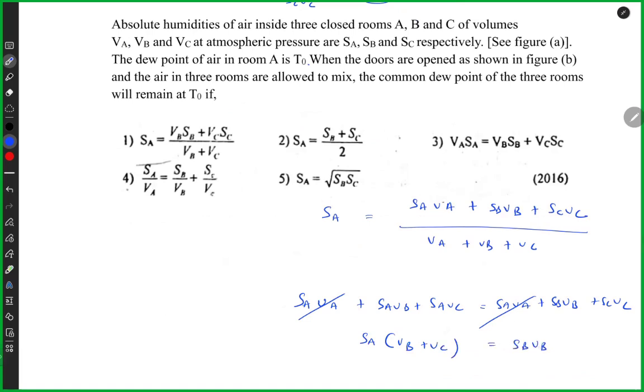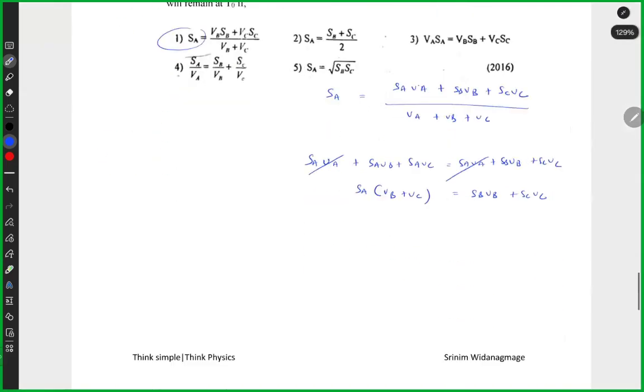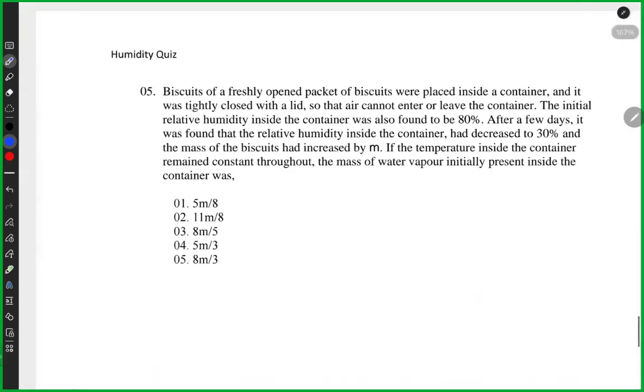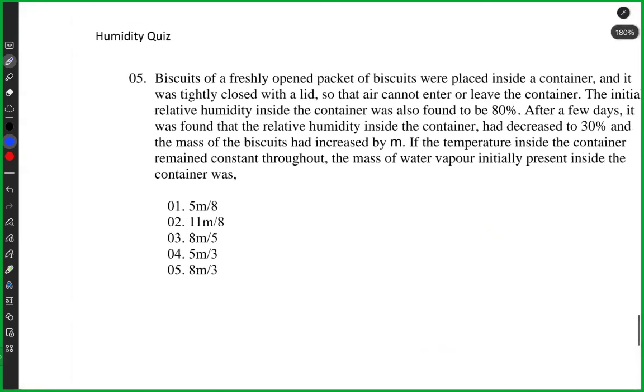SBVB plus SCVC. So the answer is (SBVB plus SCVC) divided by (VB plus VC). Right? The answer is the first one. Okay. The last question was the last question.